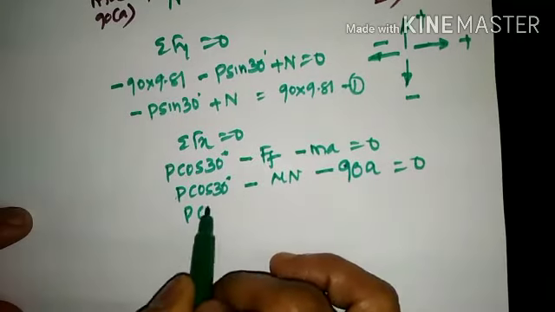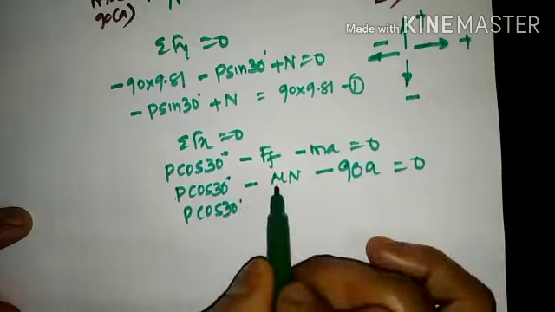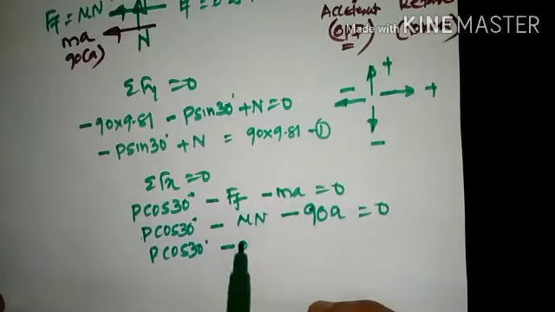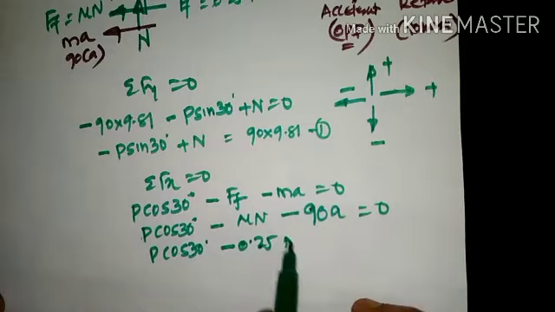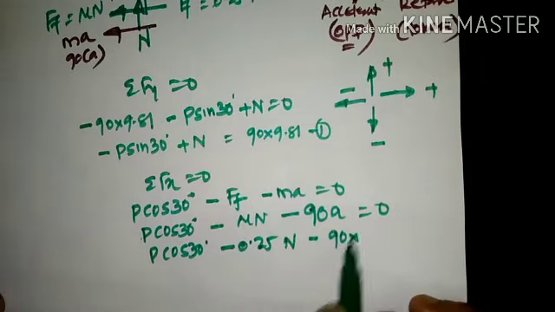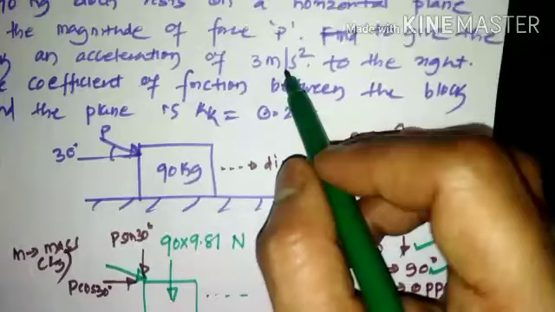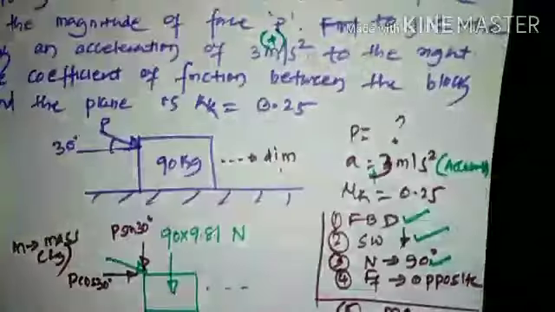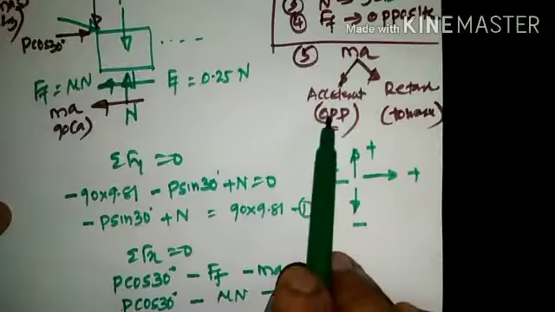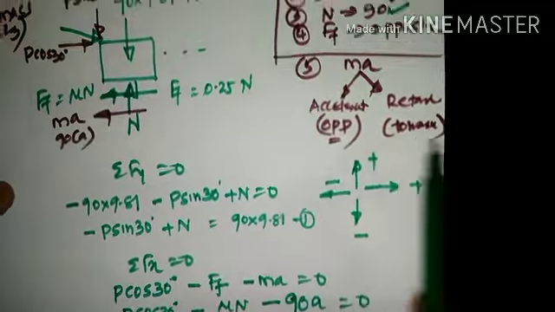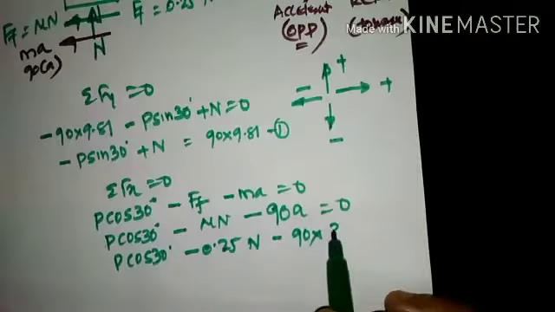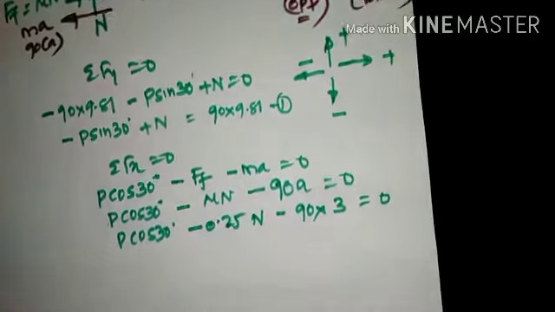So P cos of 30, keep it as it is. Mu value is 0.25, minus 0.25 times N, minus 90 into a value, the acceleration value, which is 3 meter per second square. And this 3 meter per second square shall be considered as positive because it's a case of acceleration. If it had been a case of retardation, this value would have to be considered negative. So it shall be considered as 90 into 3, plus 3.